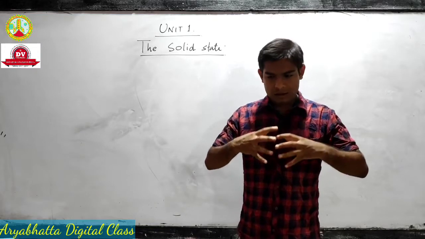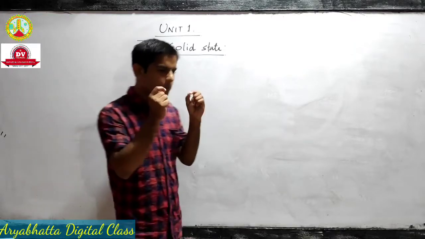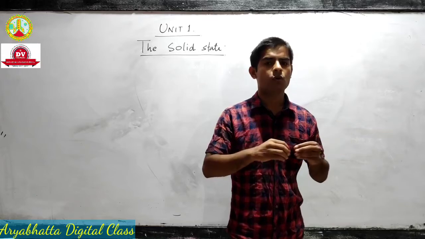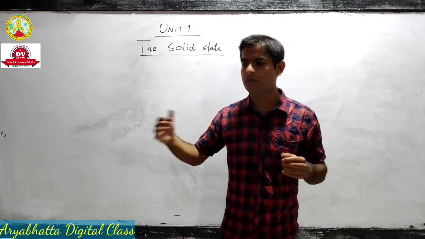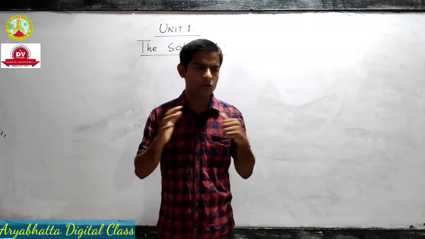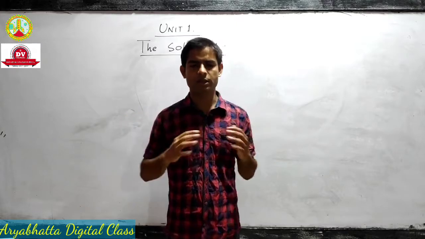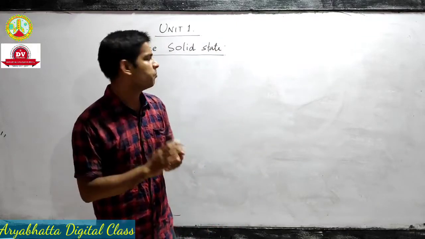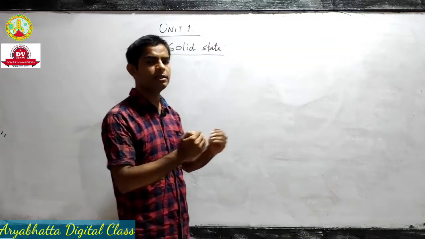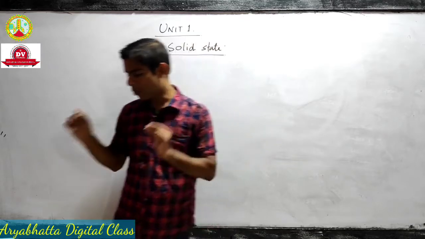So it depends on those small particles what the state of a particular material will be. Then you know that when the constituent particles are very close to each other, they form a solid structure. It's the intermolecular distance between the different molecules.